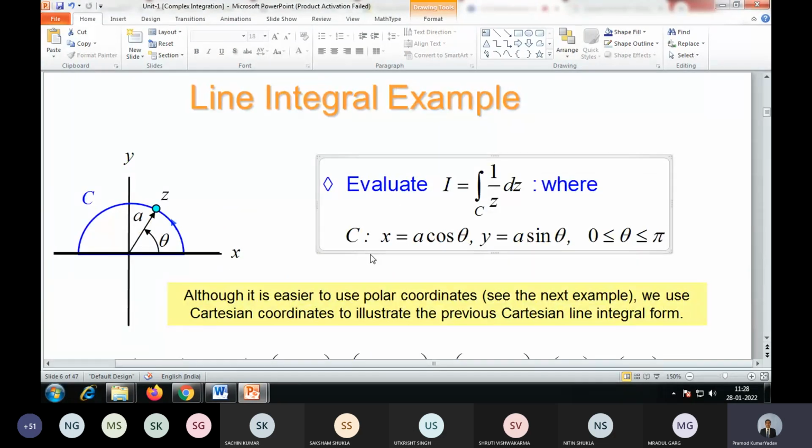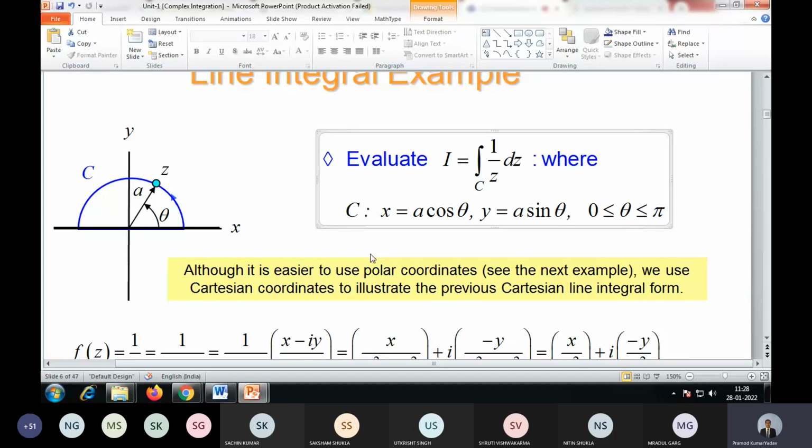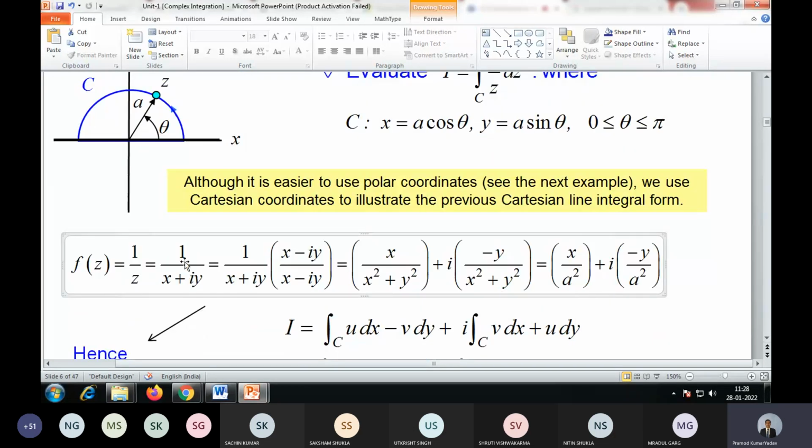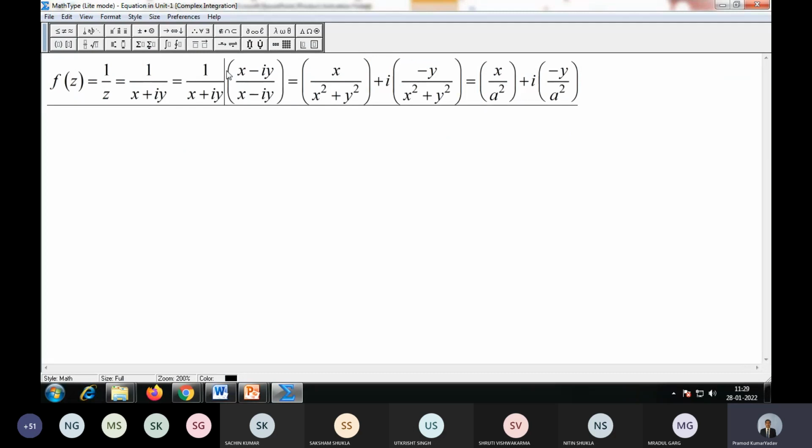This one. So f(z) is 1 upon z, z means 1 upon x plus iy. We are multiplying by conjugates, so we are getting x by a square plus i times minus y by a square. x square plus y square is equal to a square. So the 1 upon z has been reduced in these terms.